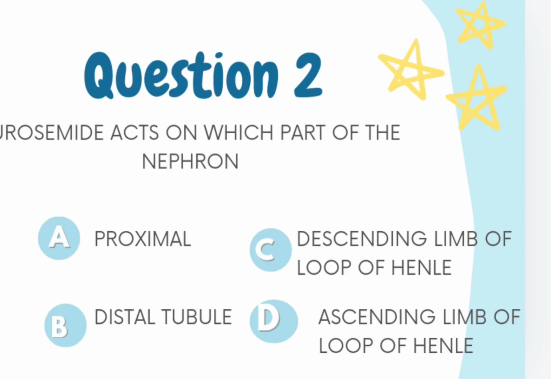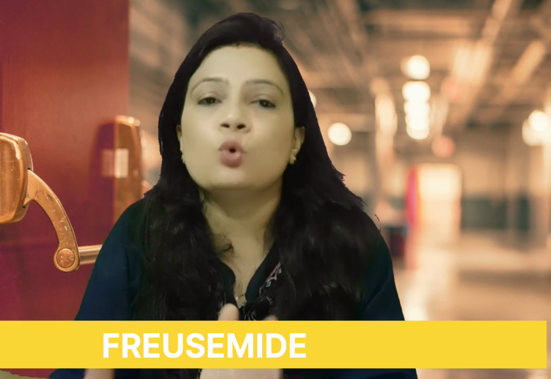Now, furosemide acts on which part of the nephron? The options are proximal and distal tubule, descending loop of Henle, ascending loop of Henle. So just pause this video for some time and comment. To answer this question, we should know something about furosemide. Furosemide is a loop diuretic and another name is Lasix, right?